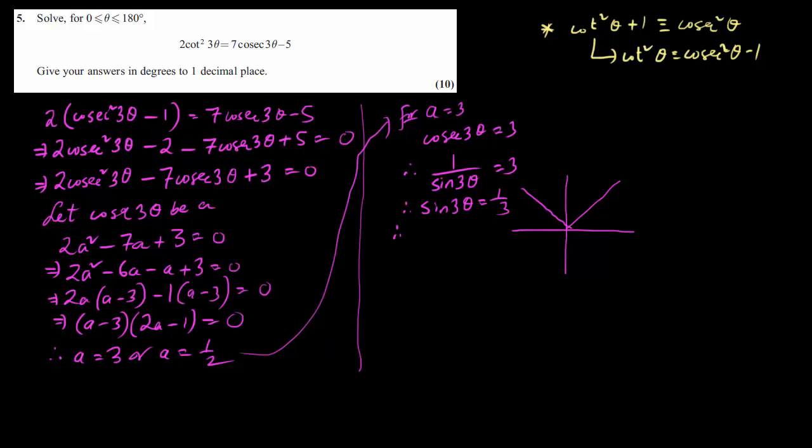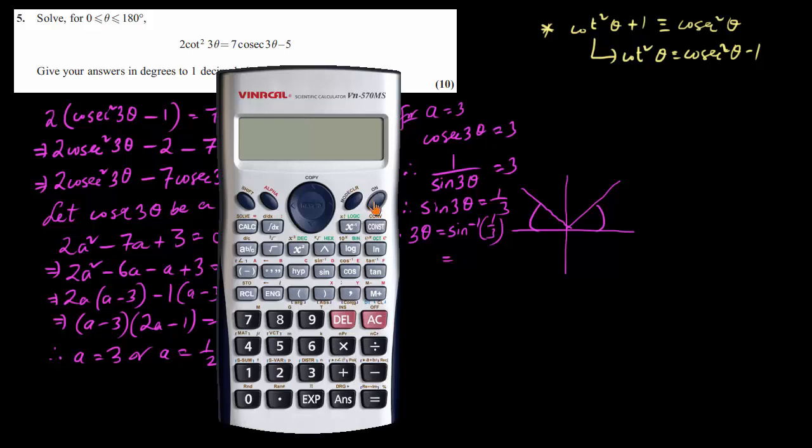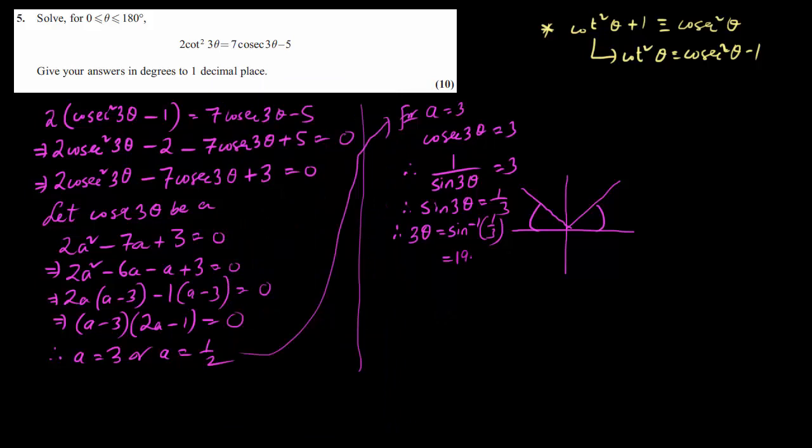Step 2 is to find the basic angle. The basic angle is 3 theta, so sine inverse of 1 by 3. The angle is always taken with the x-axis. And remember, usually in C3, C4, all the angles are in radian mode, but this time it's in degrees, it's 180 degrees. So let's use the calculator. Sine inverse of 1 by 3 is 19.5 degrees.